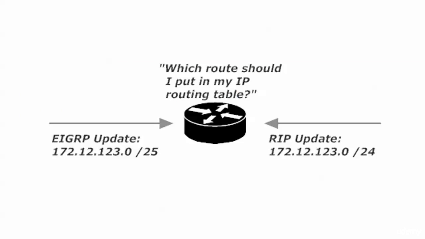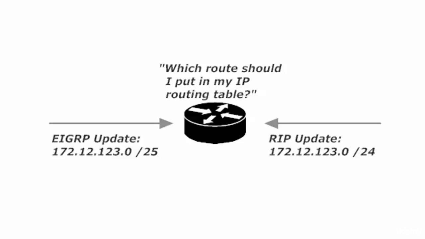Here's an example. Here's a router getting an update for 172.12.123.0, both from EIGRP and RIP. And I know that we haven't gotten to EIGRP yet. You don't have to know the ins and outs of EIGRP to understand what we're going to talk about here. Now you see the one difference here is that the EIGRP subnet mask is 1 bit longer than the update that's coming in from RIP. And there's nothing wrong with a router running multiple routing protocols, by the way. You'll see that in production networks, certainly. So this router is running EIGRP, it's running RIP, it's hearing about the 172.12.123.0 network. Which route is it going to put into its IP routing table?